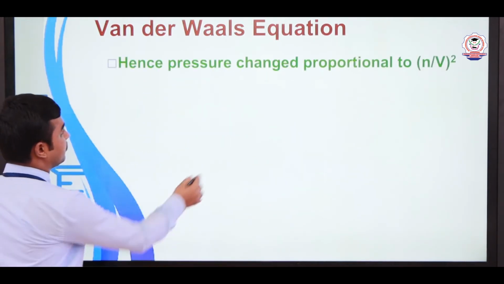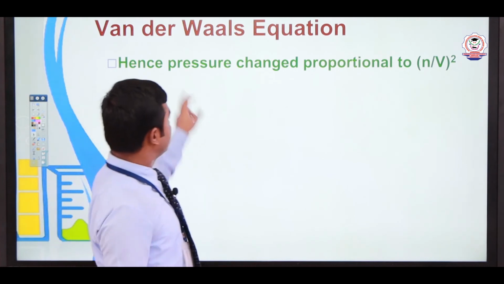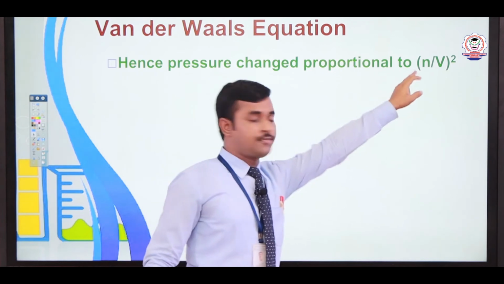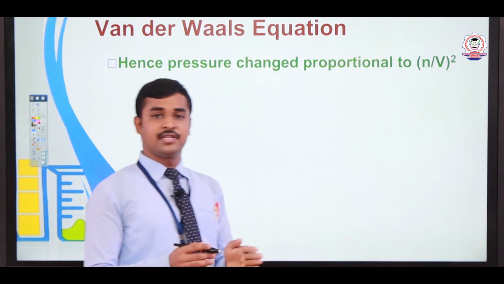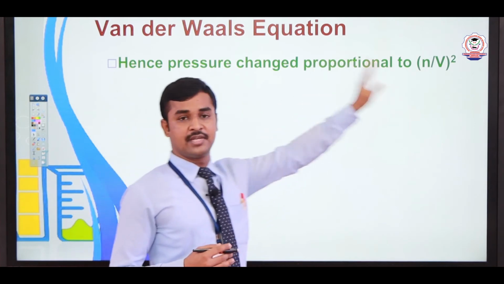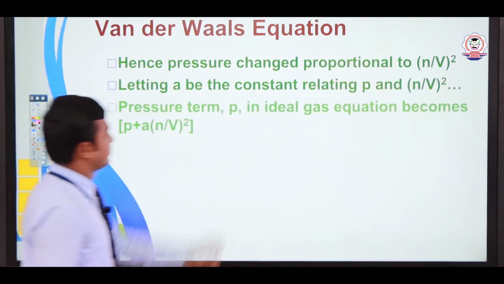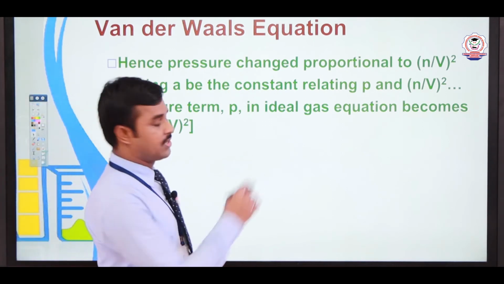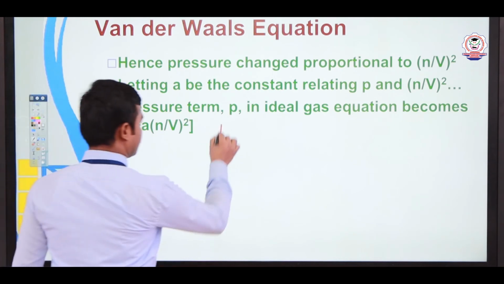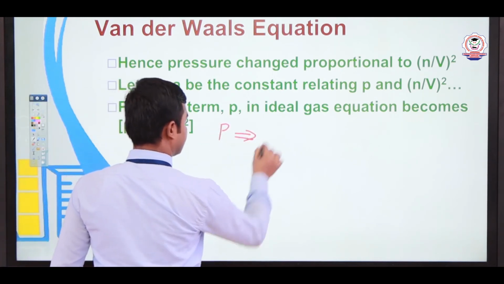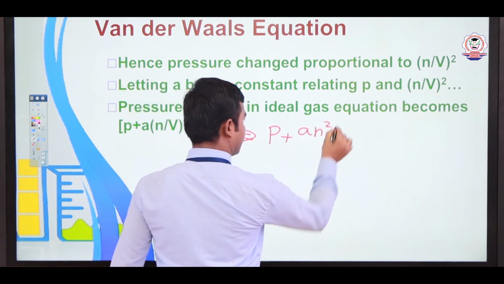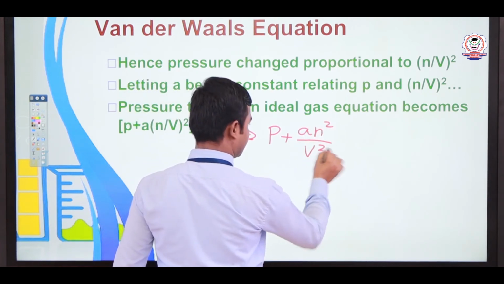Next, we want to consider the volume also. Pressure is generally proportional to n by V. You can write the square of n by V, because (n/V) squared is directly proportional to the pressure value, so it increases as the square. The constant times n squared divided by V squared is added with P. So the pressure P changes to P plus a n squared divided by V squared.